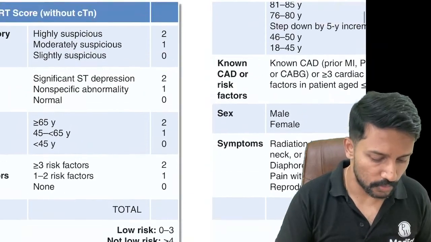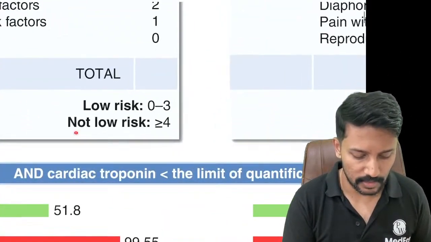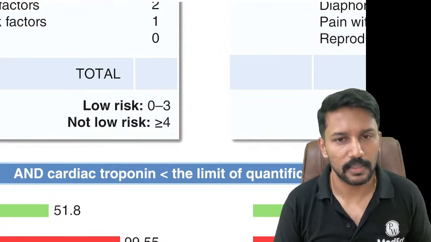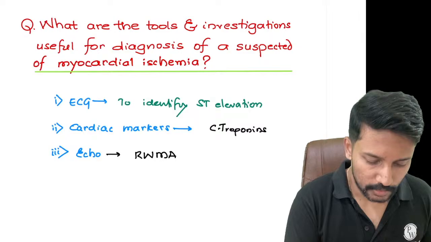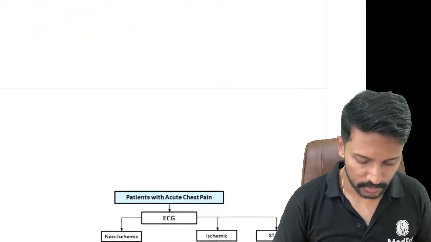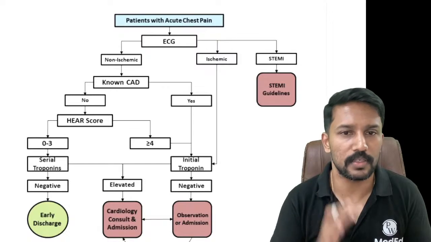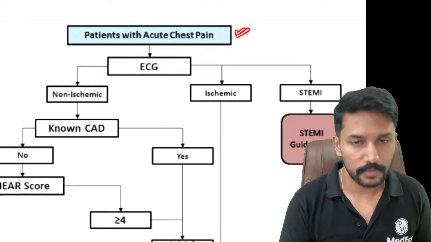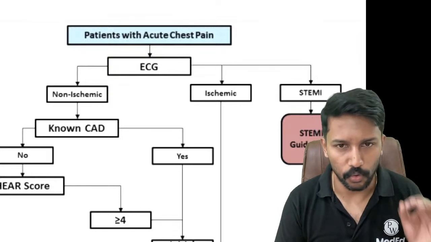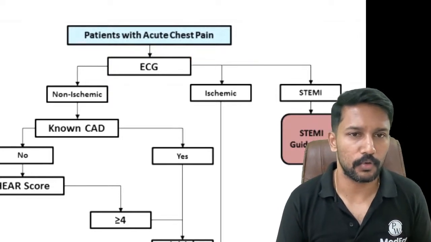Now, having understood that we have to apply the HEART score and what is counted as not low risk, we'll see how the American Heart Association guidelines recommend that we approach a patient presenting with acute chest pain using this HEART score. As we know, for any patient presenting with acute chest pain, don't trust your instinct. Go ahead and do the basic workup. ECG is the bare minimum thing that I would do.